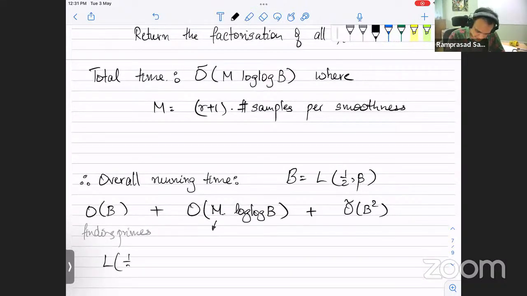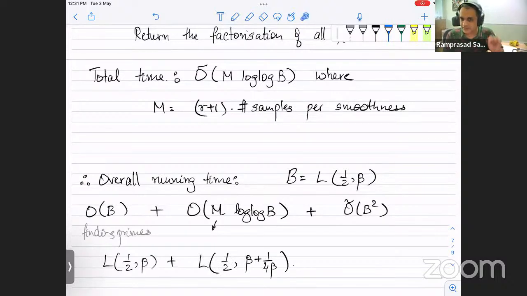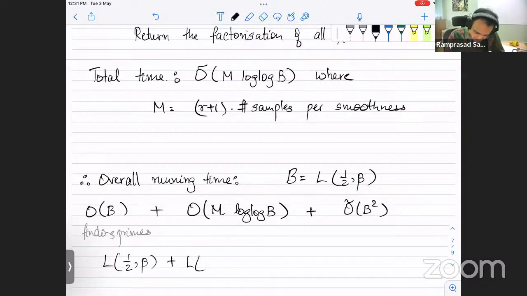So this is going to be L of half comma beta plus L of half comma beta plus 1 over 4 beta. Earlier, I used to multiply this with L of half comma beta. But now that has become a log B sort of factor, which I can now ignore. So maybe I'll split this. What was M? The number of samples, sorry, the number of congruences we needed was L of half comma beta.